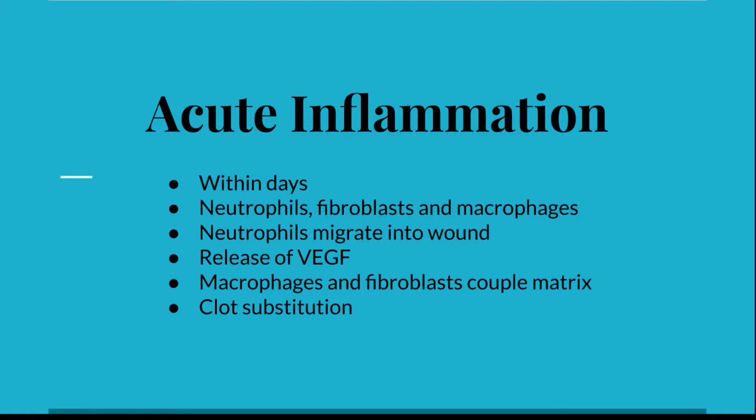Acute inflammation takes place within days after hemostasis has occurred. Neutrophils, fibroblasts, and macrophages are the key cells involved in this process. The main phenomena that we could observe in the phase of acute inflammation are migration of neutrophils into the wound, the release of vascular endothelial growth factor, and macrophages and fibroblasts forming a matrix to substitute the clot which was first formed in the stage of hemostasis.